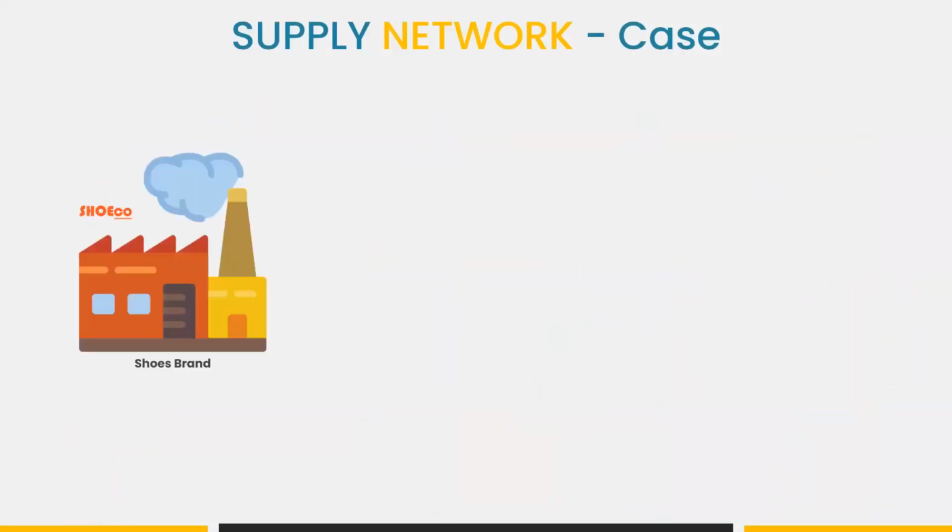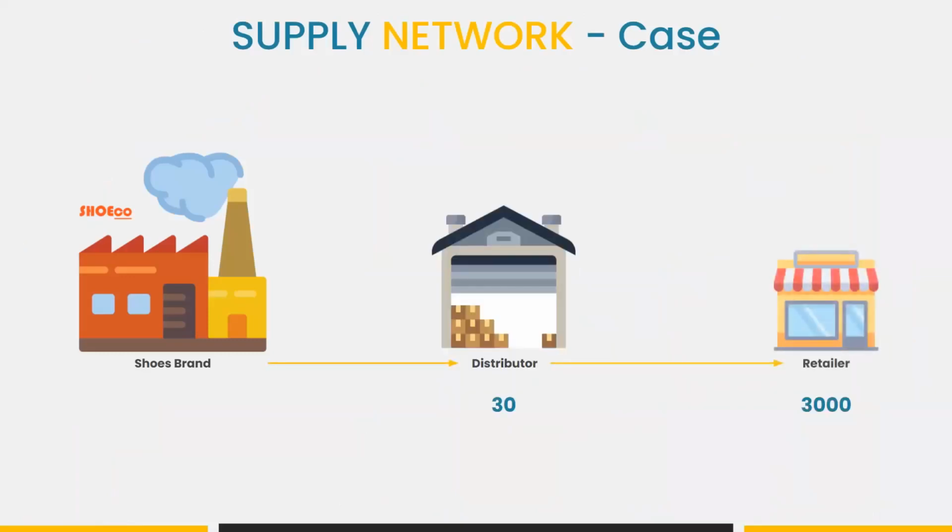So in today's demonstration, we'll be using a supply network case study. We'll be using a shoe manufacturing brand called Shoeco, and they have about 30 distributors and 3,000 retailers. So they use a multi-layer network to make their product reach the end customer. Now, a question that might come to your mind is why shoes, and why this kind of network to discuss a B2B business proposition? One reason is that this is a model wherein B2B and B2C both are happening at the same time.